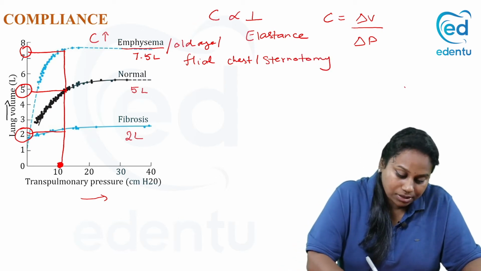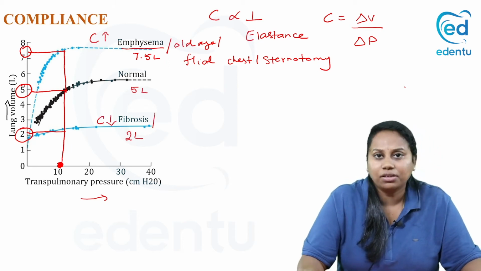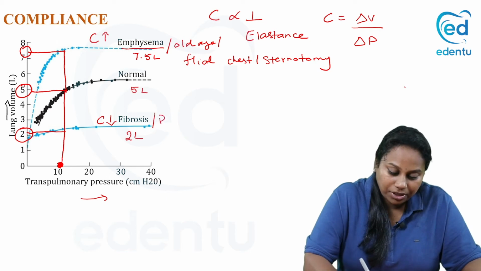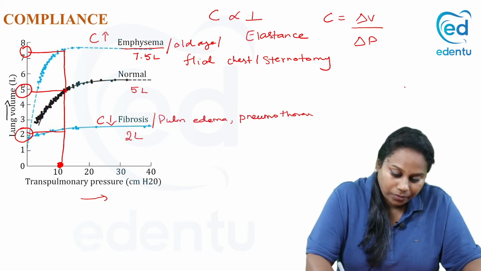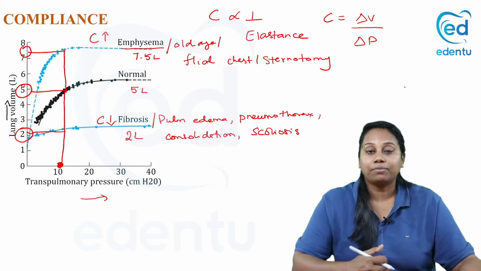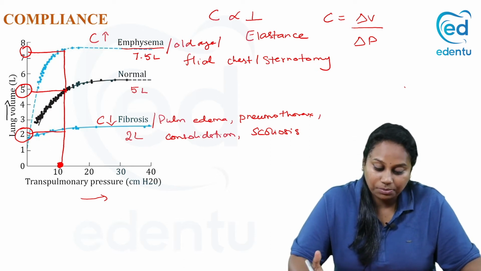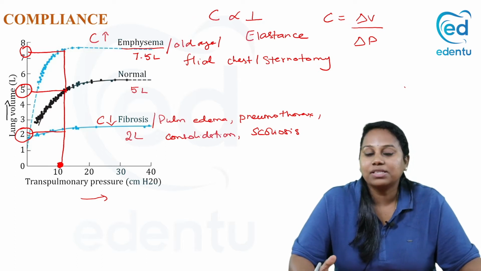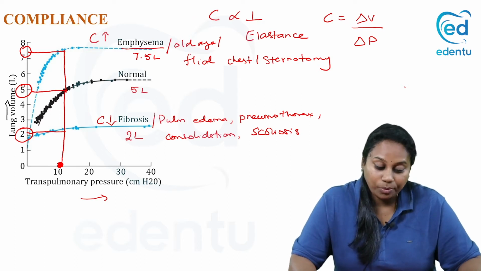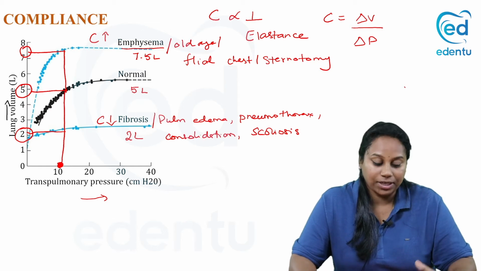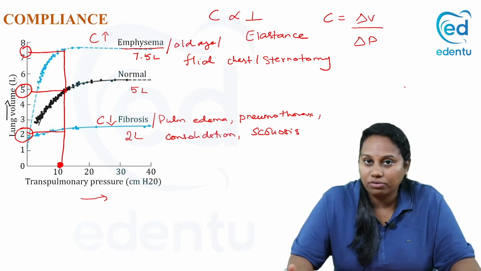Apart from fibrosis, what are the conditions where compliance can decrease? Any other restriction, like pulmonary edema or a pneumothorax or any consolidation, scoliosis. Scoliosis is an abnormality of the spine. So in all these conditions, fibrosis, pulmonary edema, etc., compliance can decrease. So you should be able to analyze the curve. That is more important in your next pattern of exams.